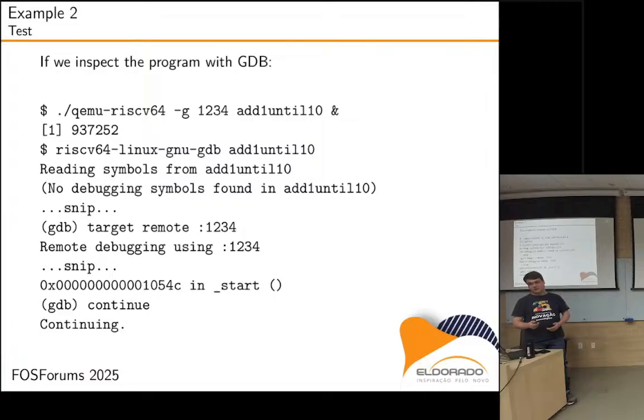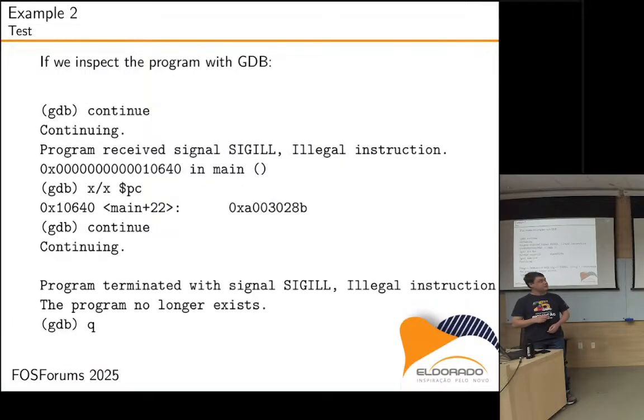Usually, when you are using GDB locally, you use run, but run will not work if you have a remote target, so it's just continue. And then it will receive the signal because you had a legal restriction.